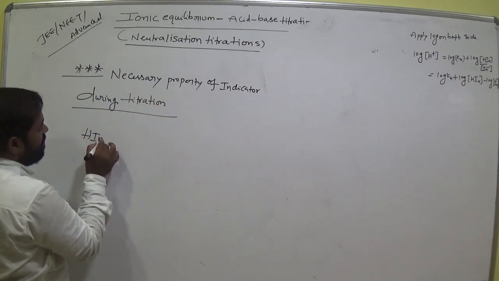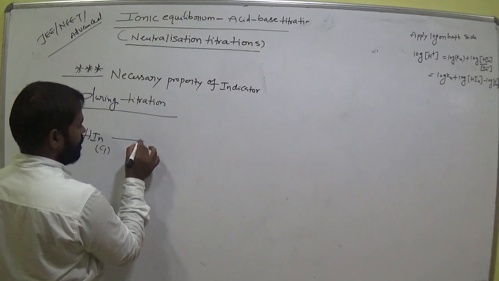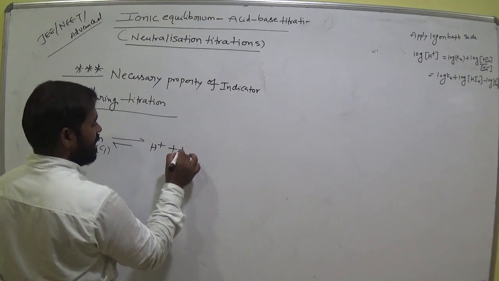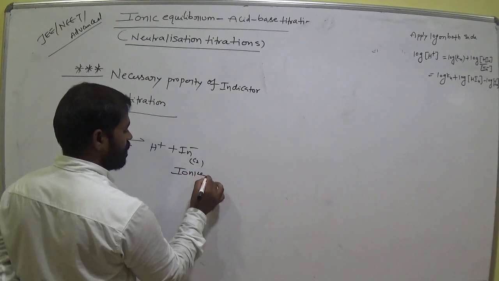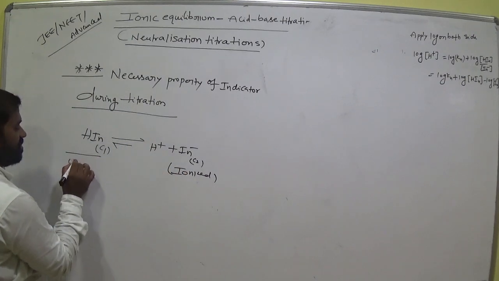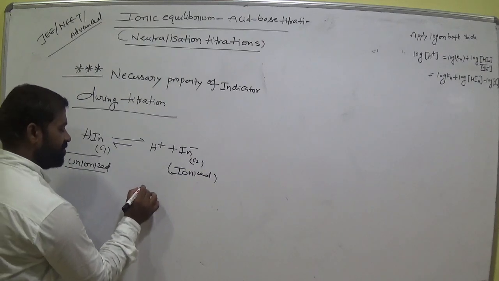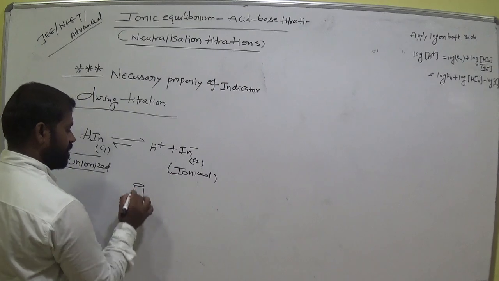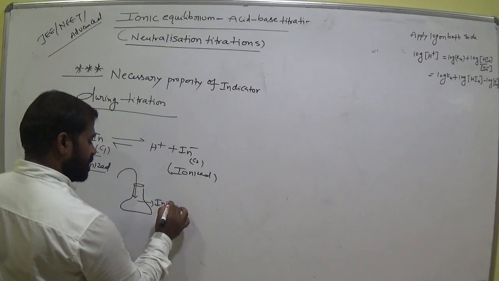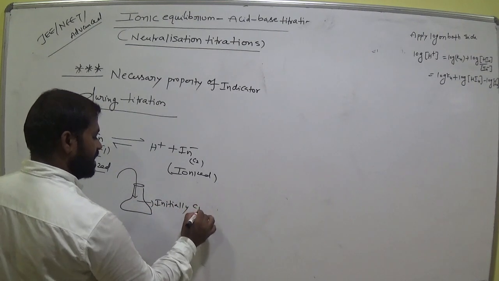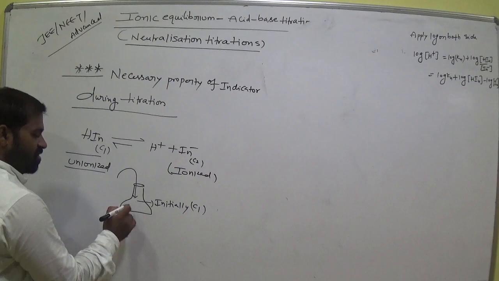This is the indicator. So what property does it need in the titration? Suppose it has color C1, HIn, which is the unionized form. H plus and In minus, this is color C2, the ionized form. When we add the indicator into the conical flask, initially its color is C1. There is no change. It may be colorless or red or blue or yellow, whatever.